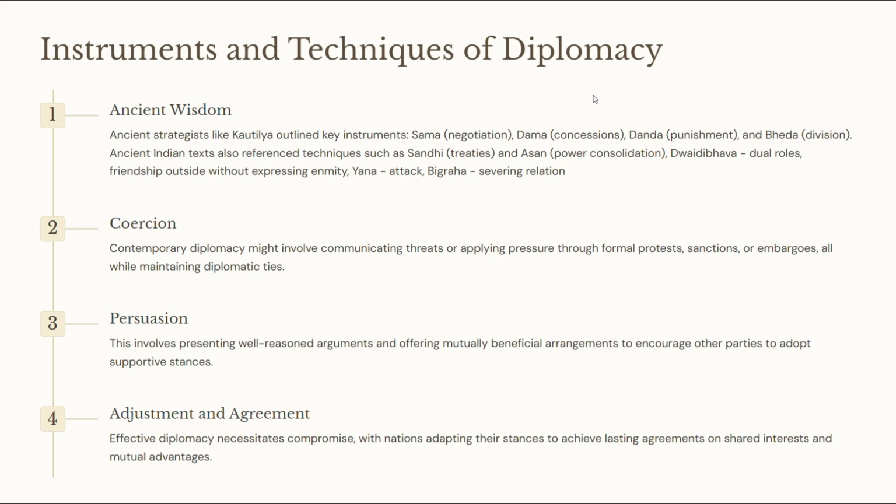The ancient strategies of Kautilya in the Eastern philosophy, or in the Eastern region. Kautilya in his Arthashastra outlined key instruments of diplomacy, key instruments that a state could follow to interact or deal with other states. The first is Sam, Dam, Danda.